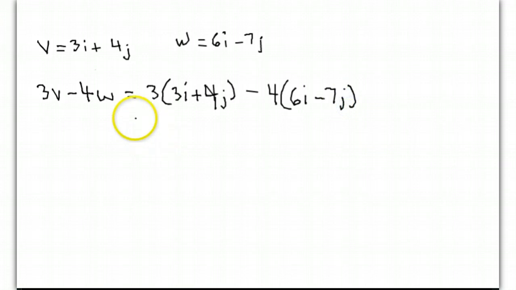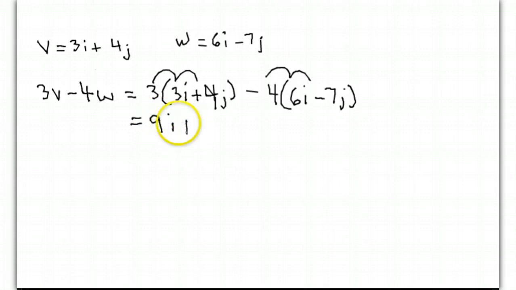So, first thing you have to do is you have to bunny hop. So you have to bunny hop the 3 through, and then you're going to have to bunny hop the negative 4 through. When you bunny hop the 3 through, you're going to get a 9i plus 12j. Okay, and when you bunny hop the negative 4 through, you're going to get a minus 24i plus, you got plus because you're multiplying negative times negative, and that's going to give you positive, plus 28j.